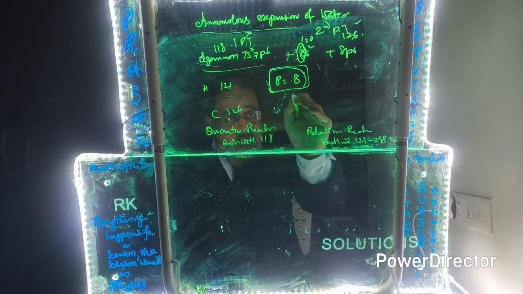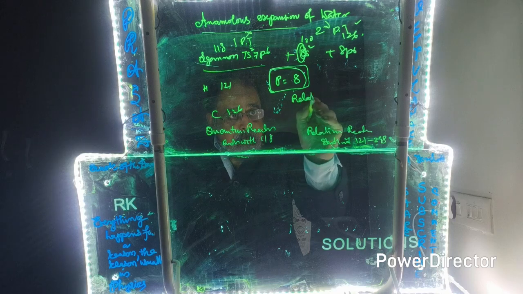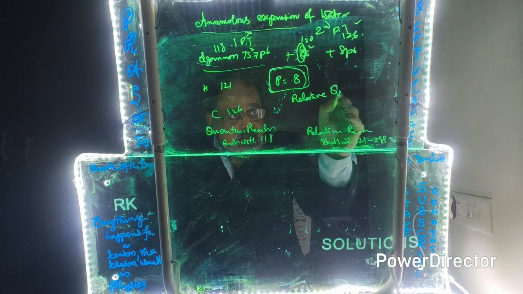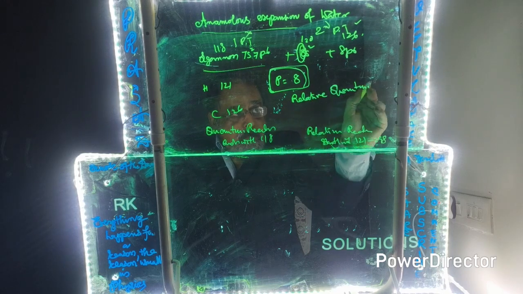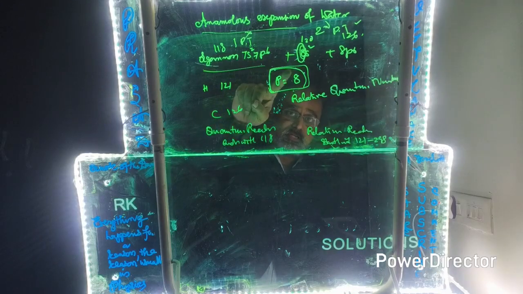So we need, I call this, a relative quantum number. That is the first relative quantum number.